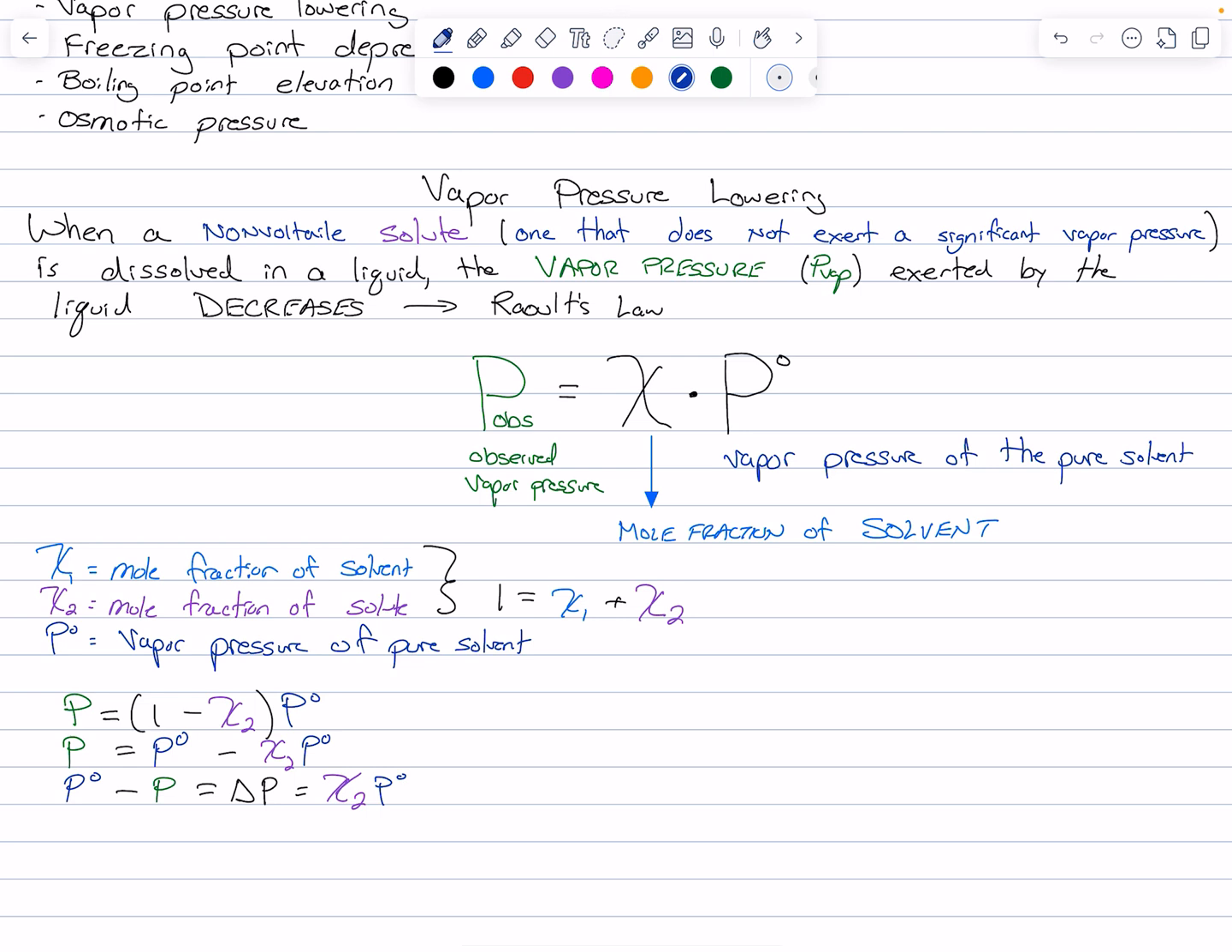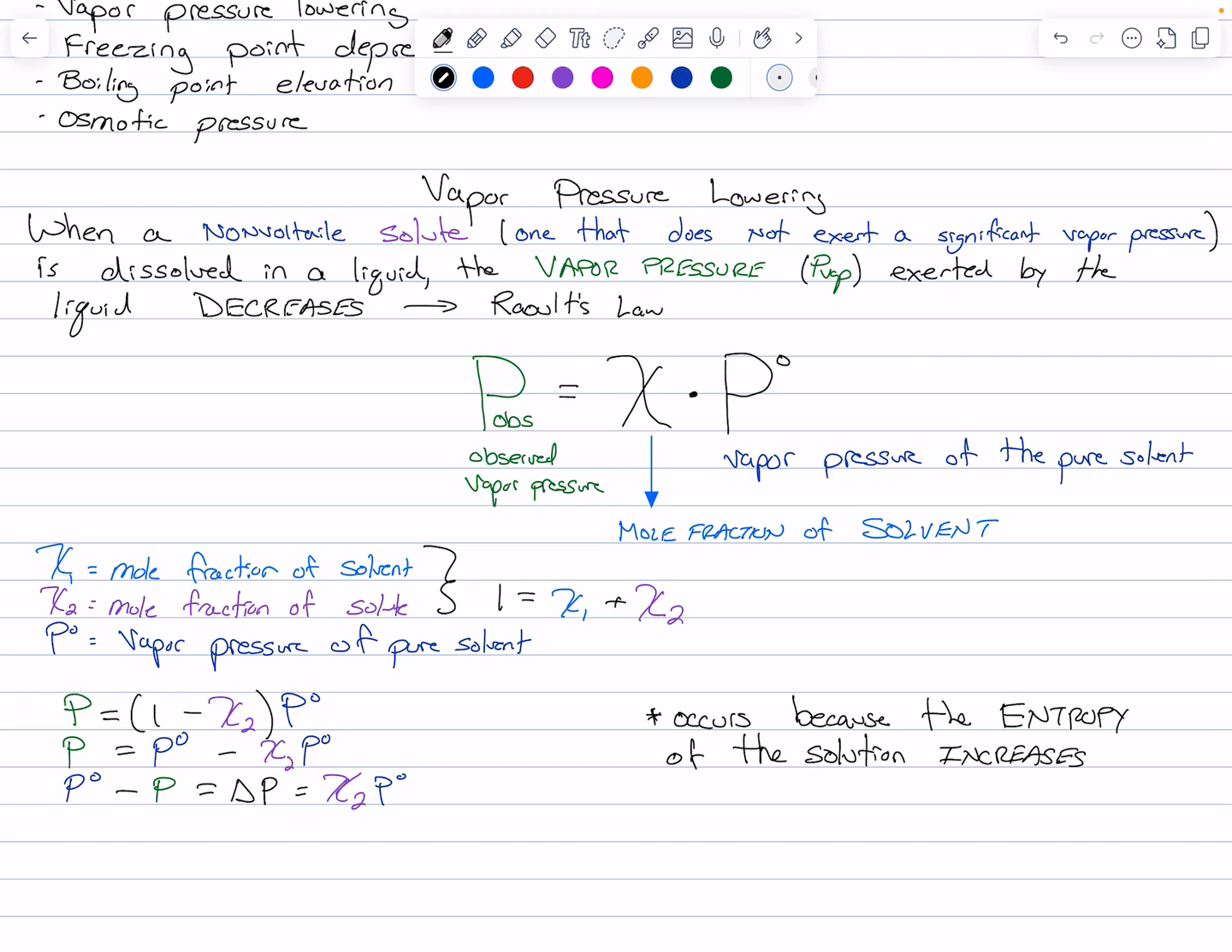All right. So now, why does this happen? This occurs because the entropy of the solution increases. And that's a big factor that we got.